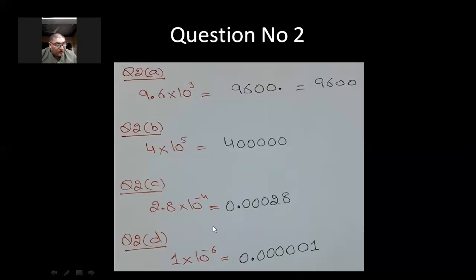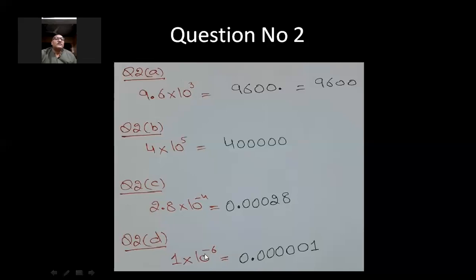Now, question number 2, D part, he says 1 expo minus 6. You have to move your decimal because the power is negative. So you will move your decimal 6 steps towards the left. Sorry, towards the right side.